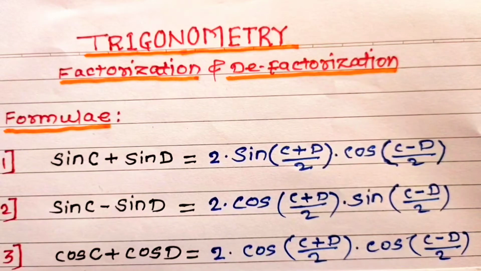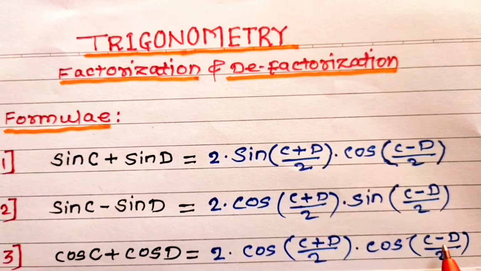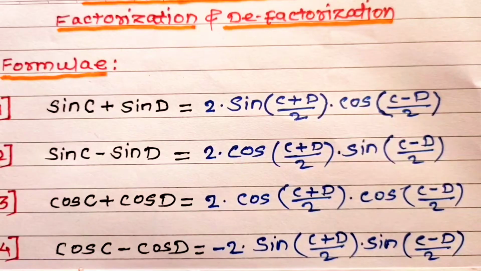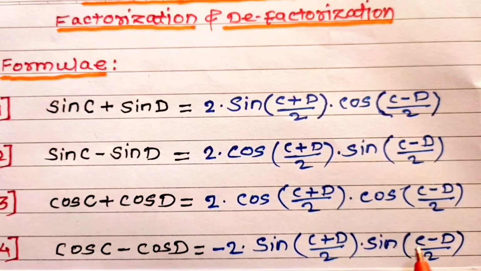Formula number 3, cos C plus cos D is equal to 2 times cos of (C plus D) divided by 2 into cos of (C minus D) divided by 2. Formula number 4, cos C minus cos D is equal to minus, remember this minus sign, minus 2 times sin of (C plus D) divided by 2 into sin of (C minus D) divided by 2.